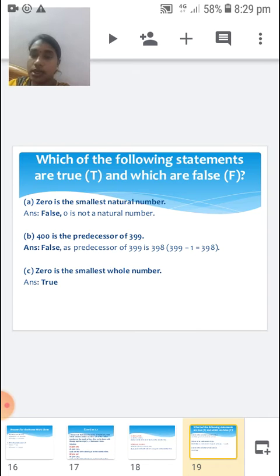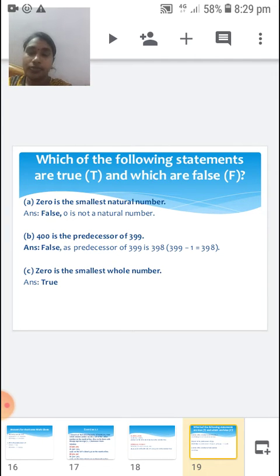So this sum is a small sum. It is a true or false. So we are going to see which of the following statements are true and which are false here. Okay, children, here we have a set of questions. Now, in certain questions, the answers are given along with the explanations. Okay, so let us start.